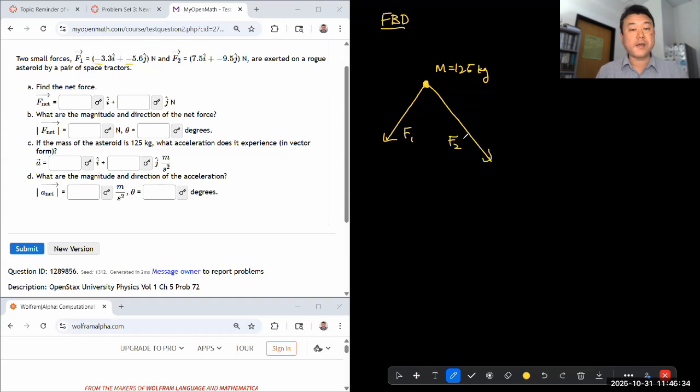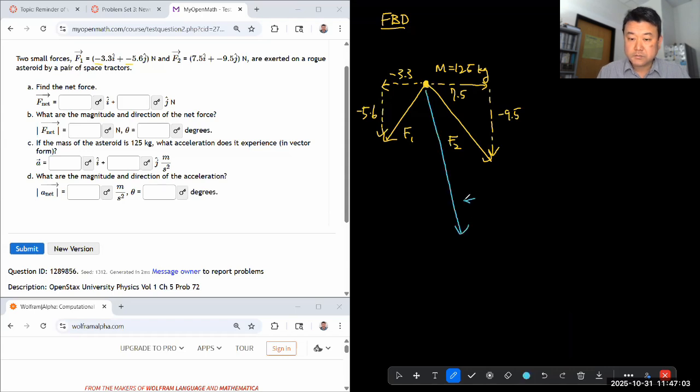And normally we would say then, break forces into components. But here it's already broken into components because the question is giving you the components. This is minus 3.3. This is minus 5.6. This is plus 7.5. Minus 9.5. For the components of the net force, which will point somewhere in this direction, you just add the components. For the x component of the net force, you do the x component of F1 plus the x component of F2. For the y component, you do the y component of F1 plus the y component of F2.